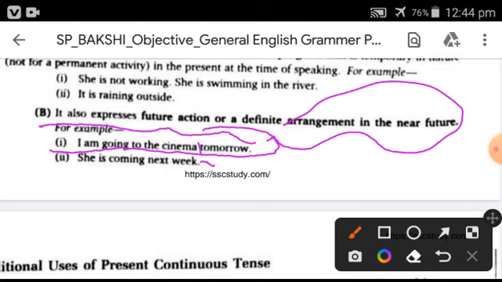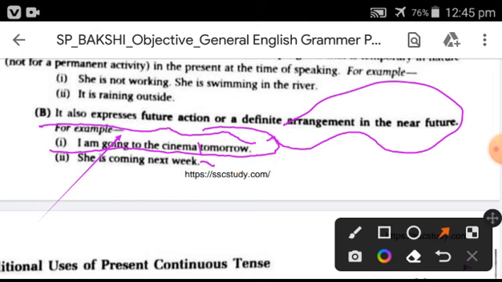You all know. So, I am going to the cinema tomorrow. Here there is no use of future continuous. Mark my point. Here we do not use future continuous, but what you can use is present continuous. Why? Because as per its use, it is also used for future action or a definite arrangement in the near future.